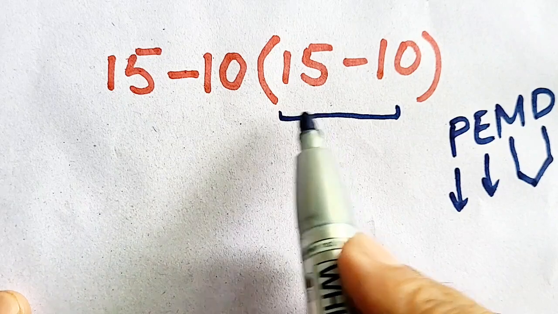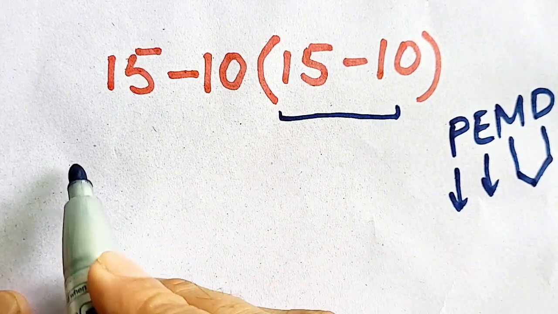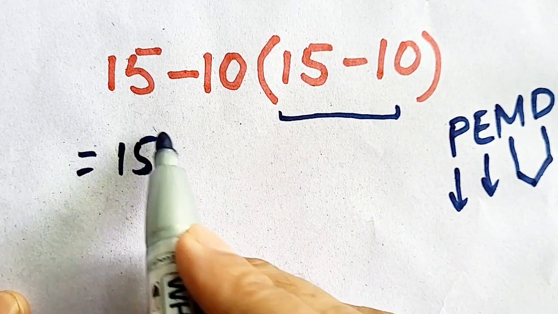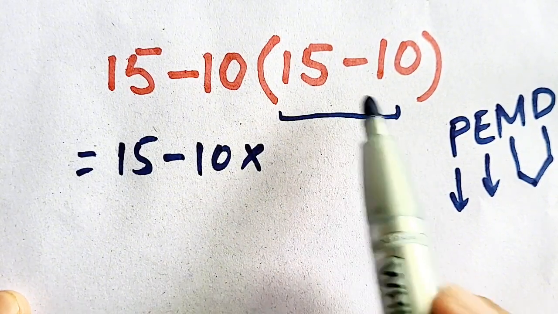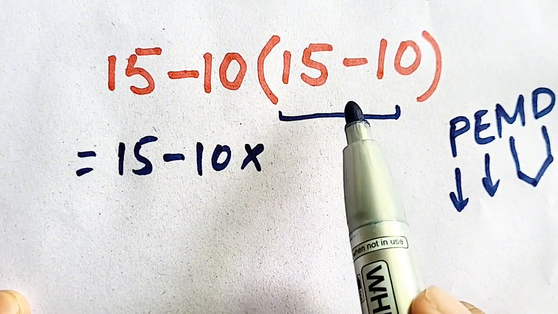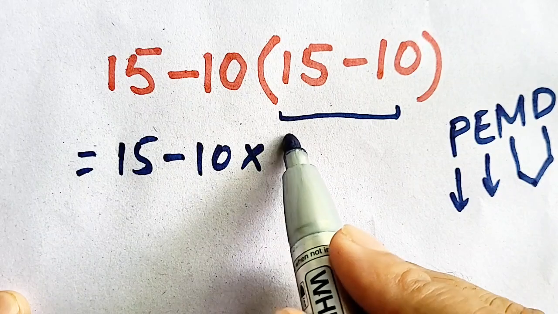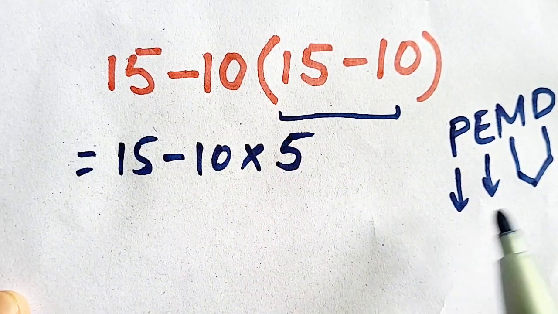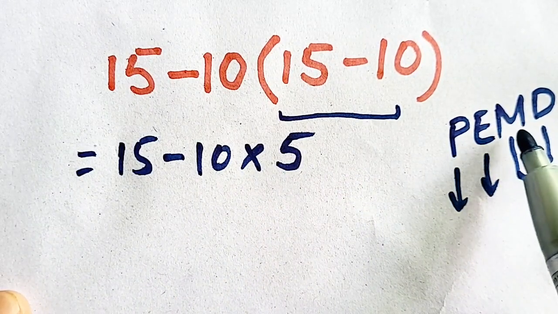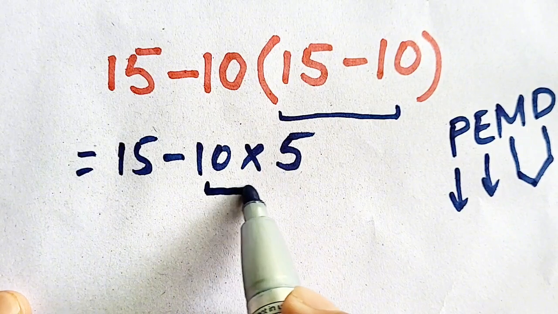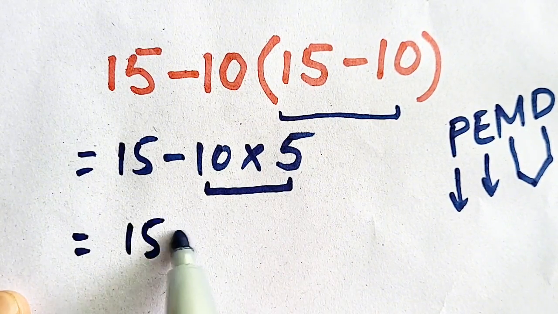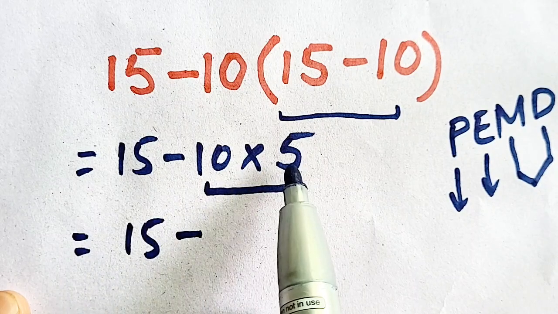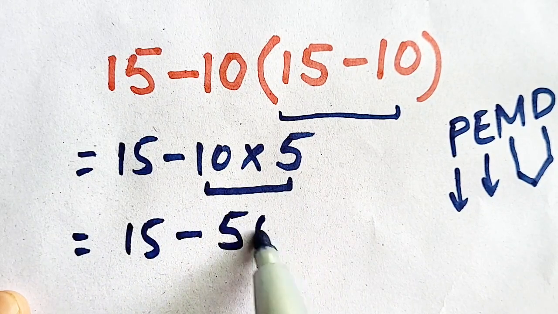So first of all we will solve the parentheses, so it will become 15 minus 10 multiplied by (15 minus 10), which will be equal to 5. Then PEMDAS says that multiplication will be carried out. So now we will do this step. It will become 15 minus 10 multiplied by 5, which is 50.